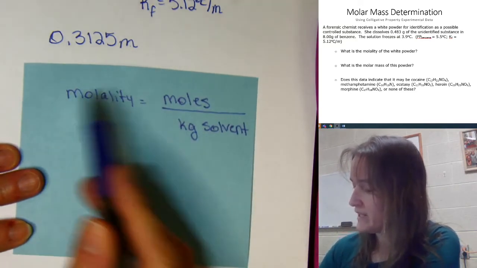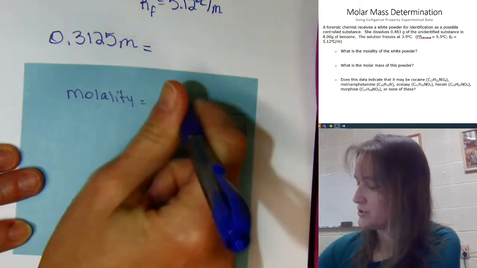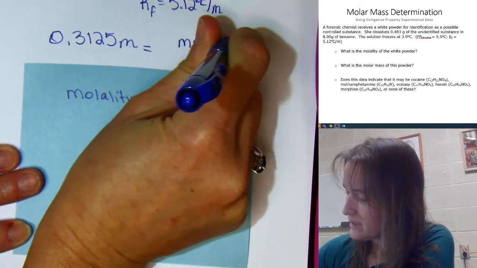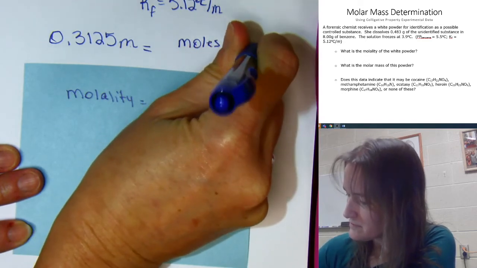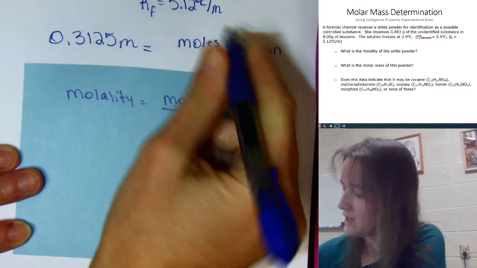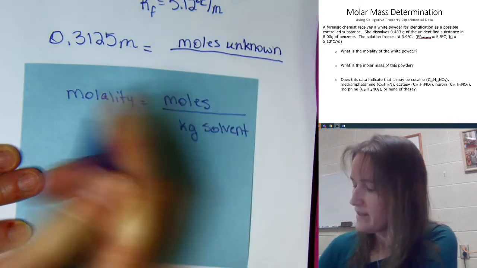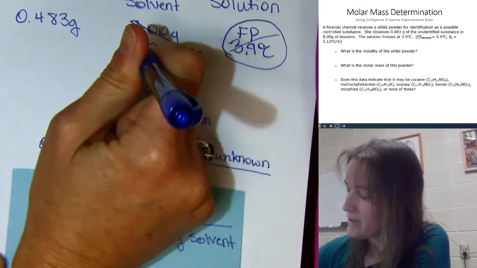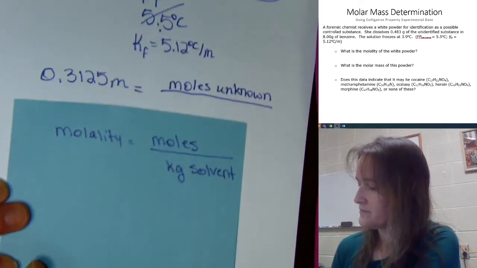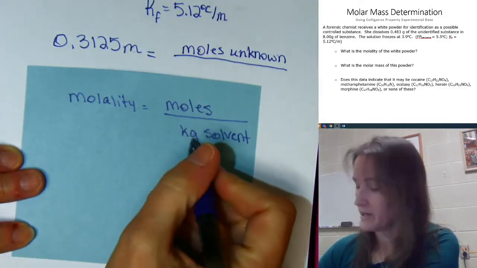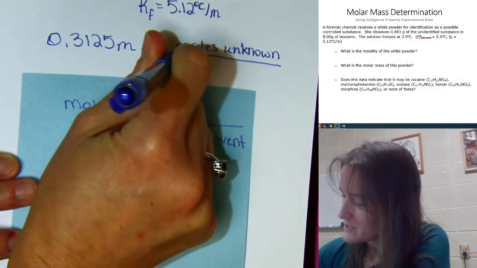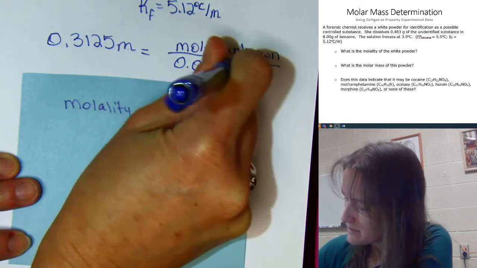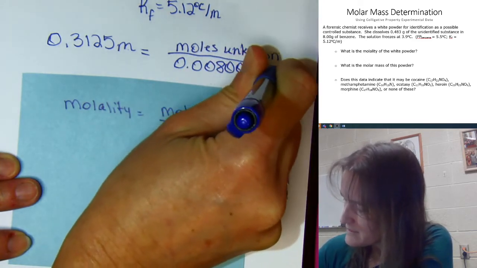So I can take my molality and set it equal to the number of moles of our unknown, because that's my solute, it's on top, and I can divide it by the known 8 grams of benzene. So I'm going to cross this out, but I need it to be in kilograms because the formula is per kilogram. So on the bottom, I'm going to put 0.00800 kilograms of benzene.